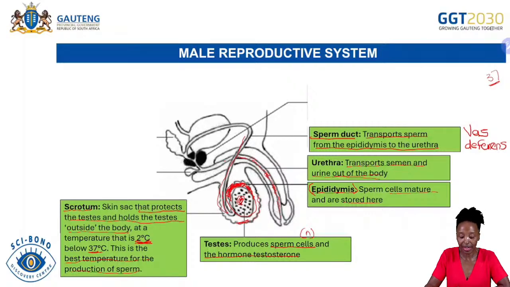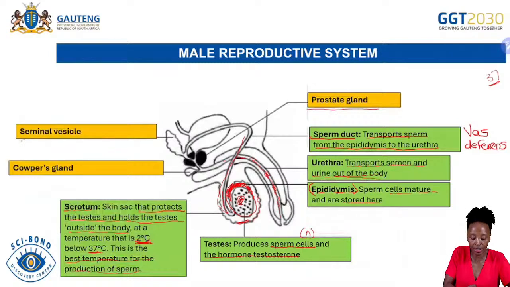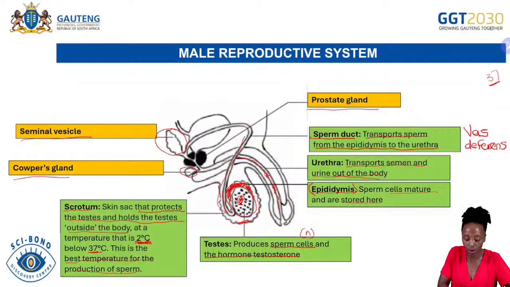And then other than that, we also have the accessory glands. The accessory glands are what help the whole system to function, because they add additional fluids onto the sperm cells. Those are called the prostate gland, the seminal vesicle, and the cowper's gland. The small round one is called the cowper's gland, and then on each side here, just below the bladder, we have what is called the prostate gland.